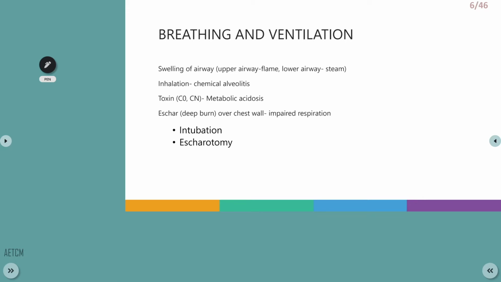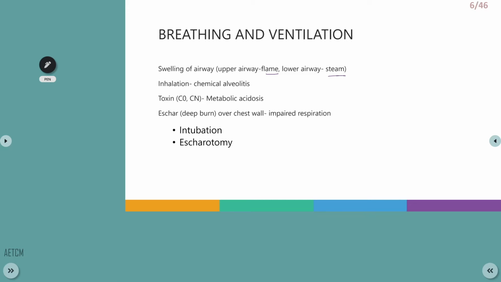And what will affect breathing and ventilation? There can be swelling in the airway. Upper airway swelling can be because of direct exposure to the flame, and lower airway swelling can be because of exposure to steam or smoke. Then inhalation of substances can cause chemical alveolitis that will affect breathing. Then there is exposure to toxins, especially carbon monoxide and cyanide.